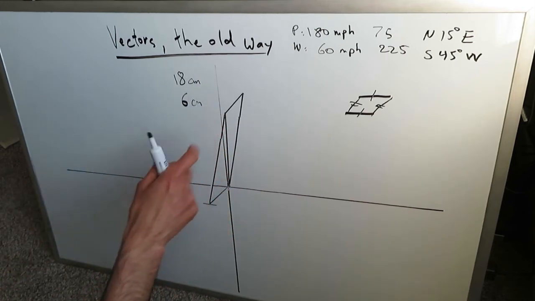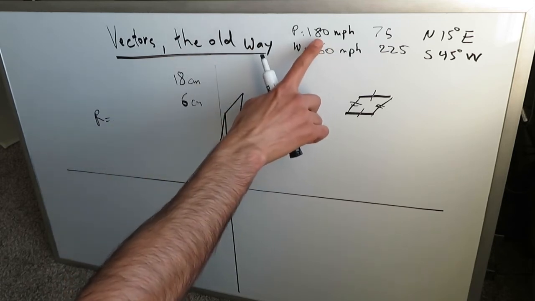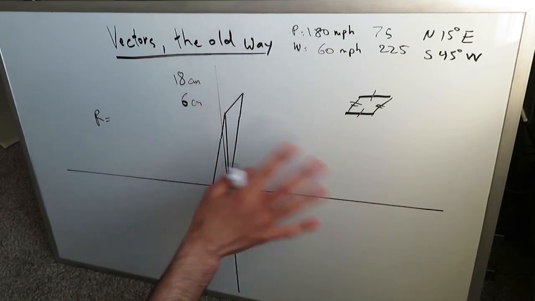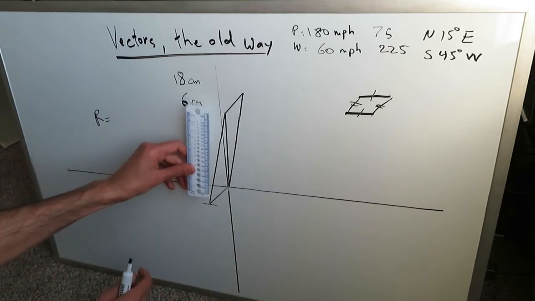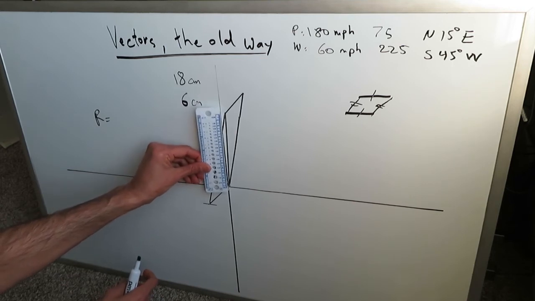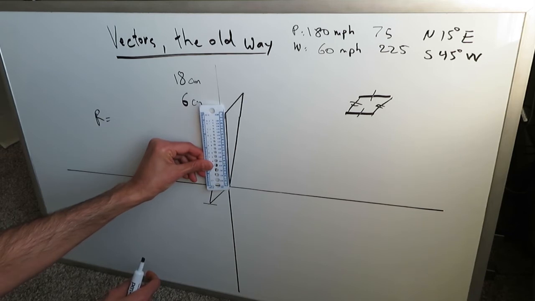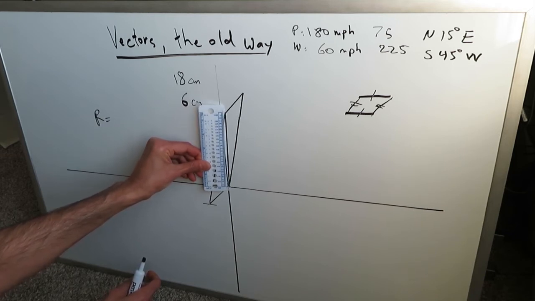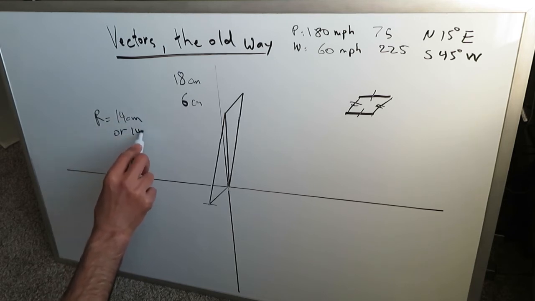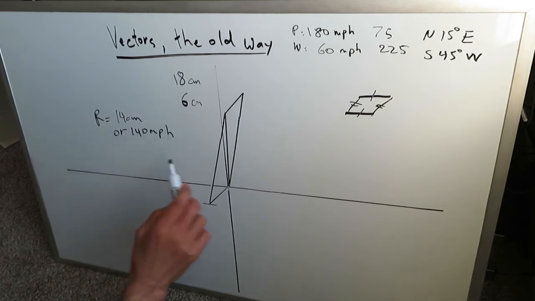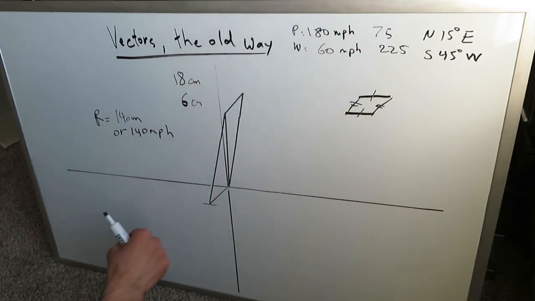All we have to do for this resultant is measure it in terms of length, and then we'll multiply it by 10 to give our miles per hour, and we'll determine the angulation, and we're done. Let's determine our length over here. Our length over here is going to be 14 centimeters or 140 miles per hour. The plane has dropped from 180 to 140 miles per hour simply because of the opposing wind.